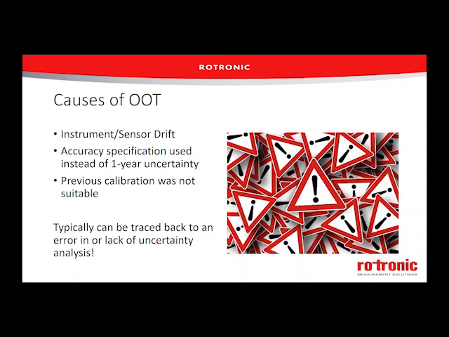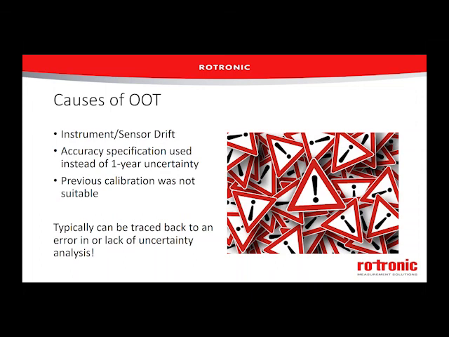Maybe the previous calibration was not suitable. Maybe the uncertainties for that calibration were very large, and then if you combine that with a tighter specification limit, that can create year to year. Your instrument might not be drifting, but the reference point at the calibration site is, and your instrument may end up being more stable than theirs. And if your accuracy specification or your acceptance limit is too tight, you might just see an out of tolerance solely because the calibration is not suitable for what you're trying to do.